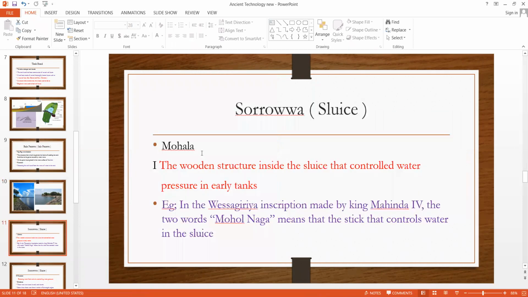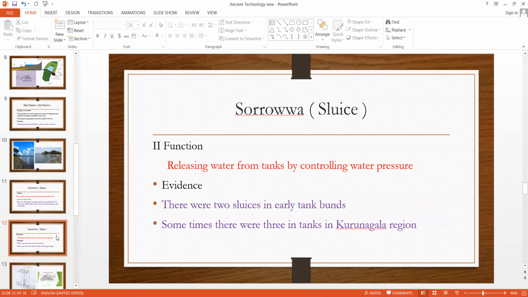And what is Sorovar? Sorovar is the structure that releases water through the dam. Inside that there is a structure called Mohana. So what is Mohana? It is controlling water pressure. The wooden structure inside the sluice that controlled water pressure in early tanks. So these things you must explain inside this sluice. There is a structure known as Mohana that is controlling water pressure. So the function of this is releasing water from tanks by controlling water pressure.